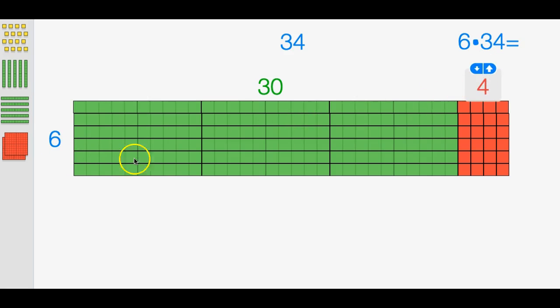And then we have 6 times 30. That would be our multiplication problem to figure out that part. And I have 6 times 4. So now I want you to go ahead and solve those math problems. Pause the video, unpause it when you're ready to check your answer.